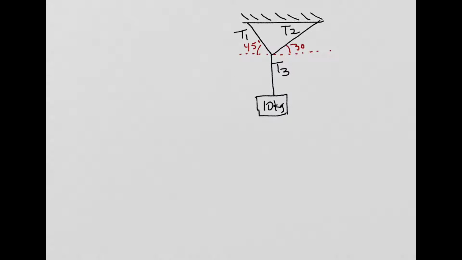So let's use our free body diagram and look at the mass. Identify all the forces acting on the mass. The weight down is equal to the mass times gravity, or 98 newtons. I also have T3 upwards, and the object is still. So how's this work out?